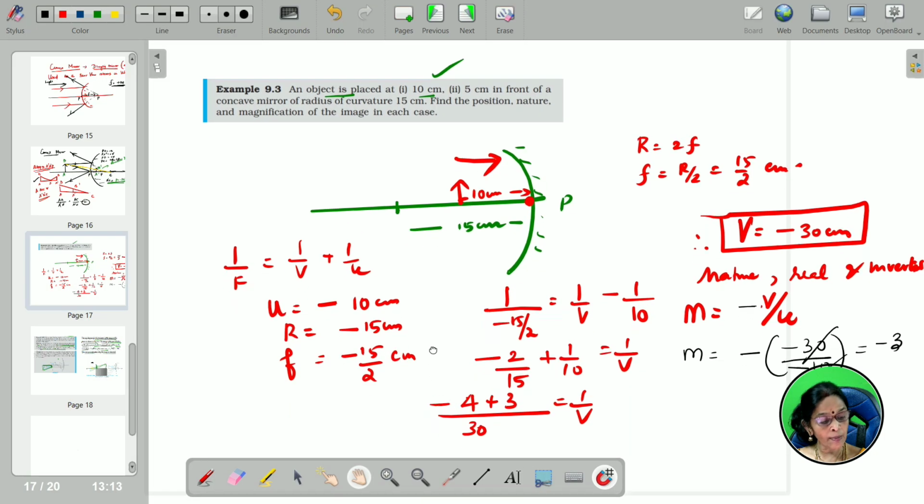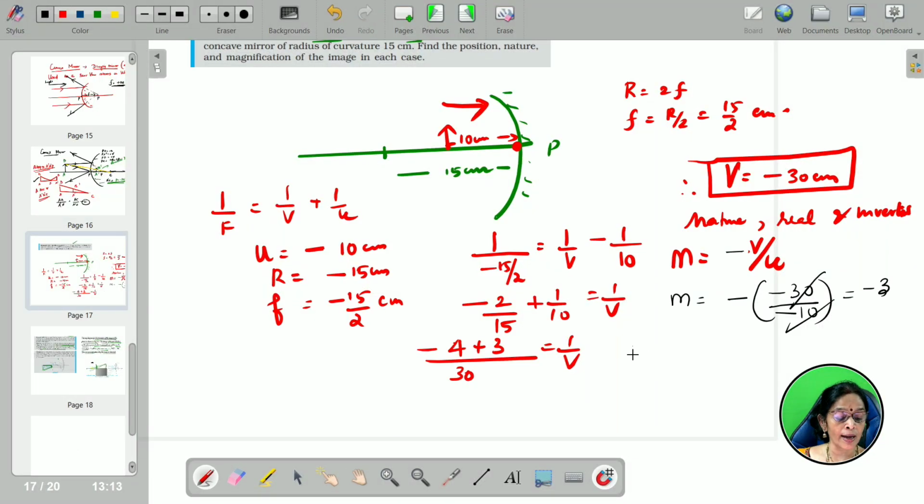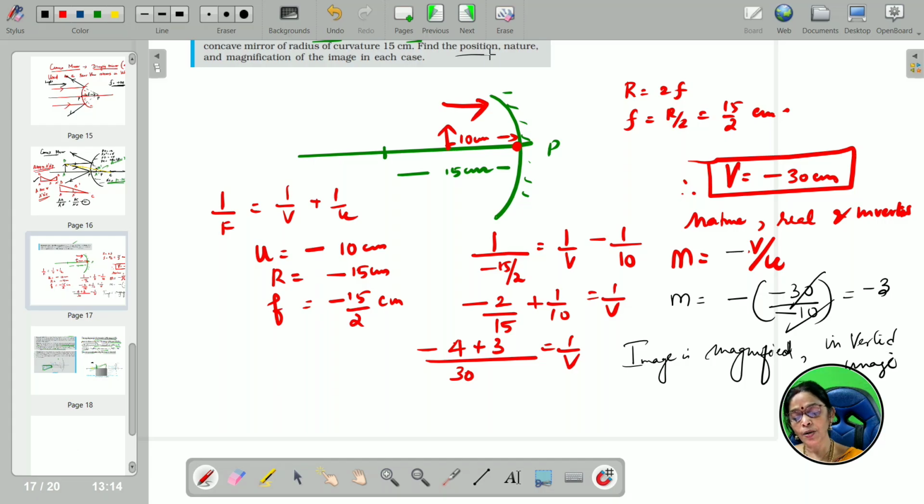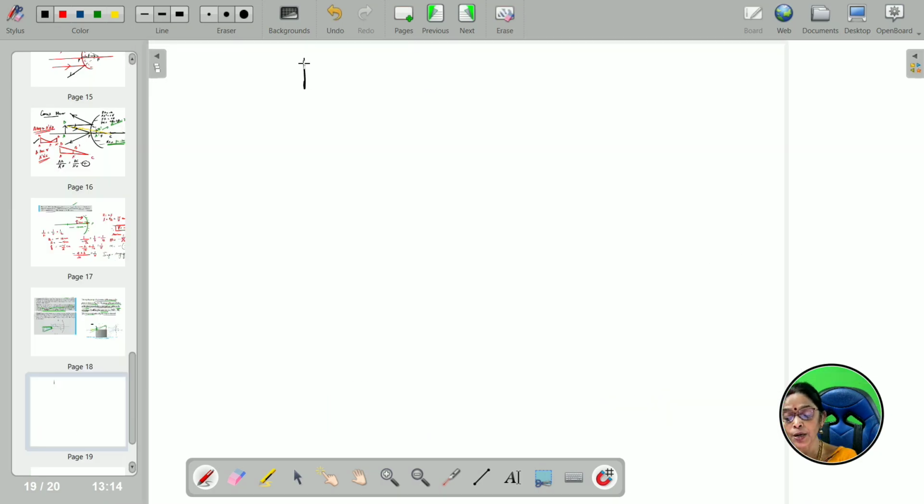So what do we mean by that minus 3? Minus 3 represents that the image is magnified, and it is an inverted image, that's why the negative sign. So you found out the position, that is v is equal to minus 30, the nature and the magnification. Hope you understand this, and we will go to refraction now. Reflection is over, now refraction.